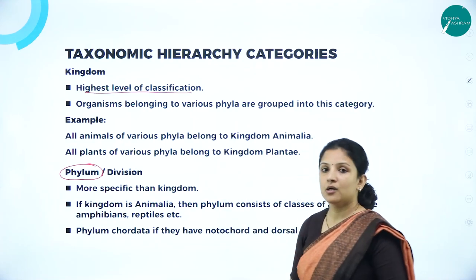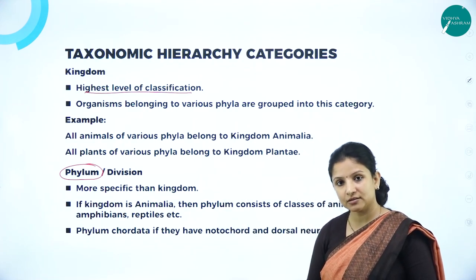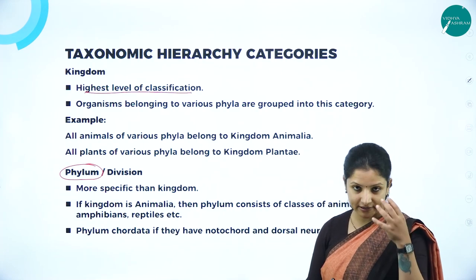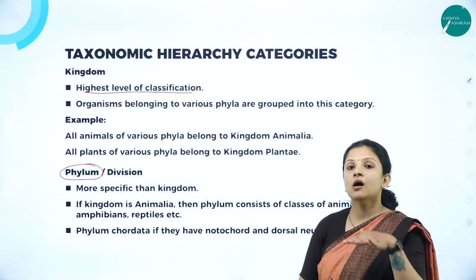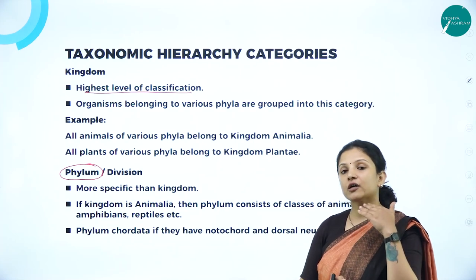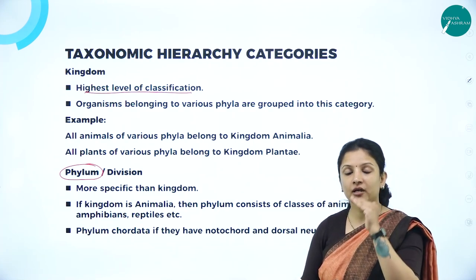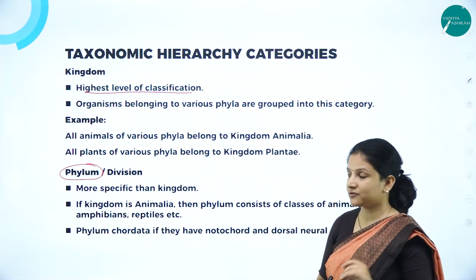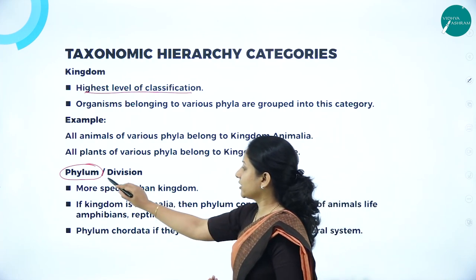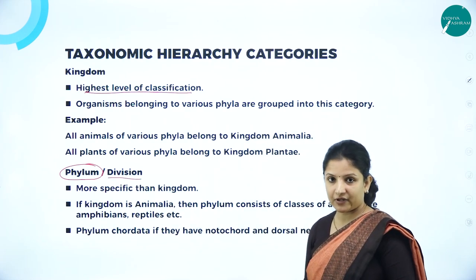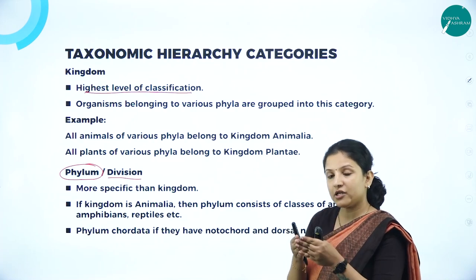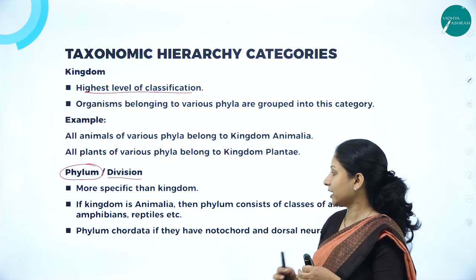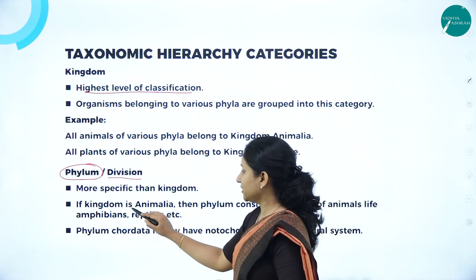Next comes phylum. If you're classifying an animal, you call it a phylum. After kingdom, you write phylum. If you're classifying a plant, after kingdom, you'll write it as division. That is the only difference there. So phylum or division is more specific than kingdom because here the population of the organism will decrease.